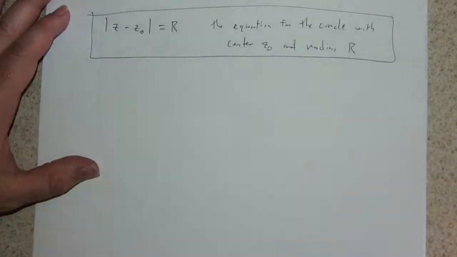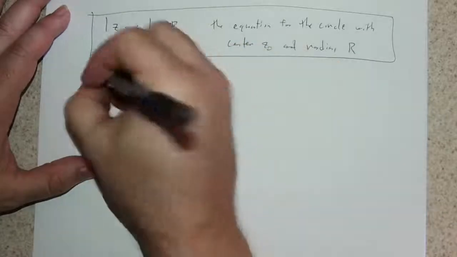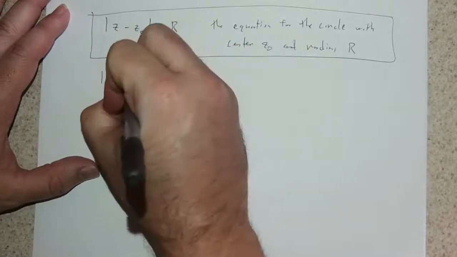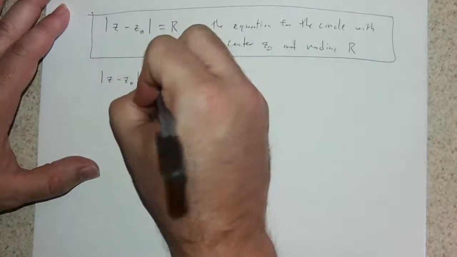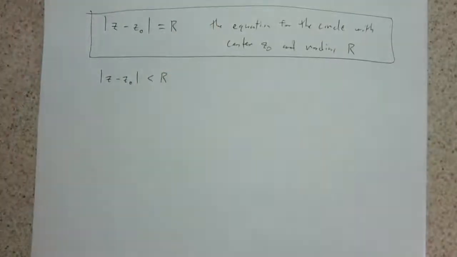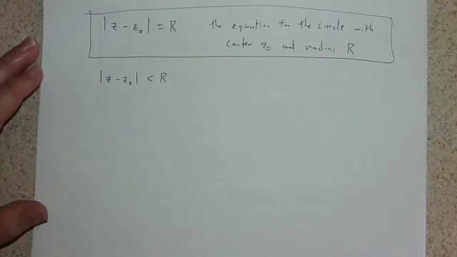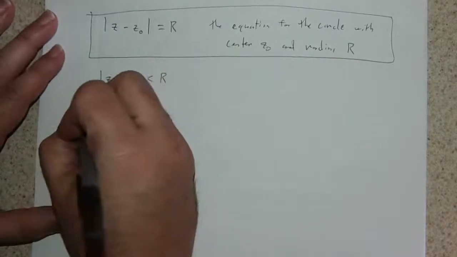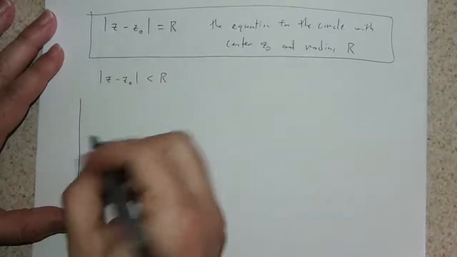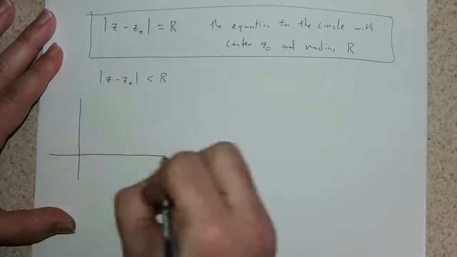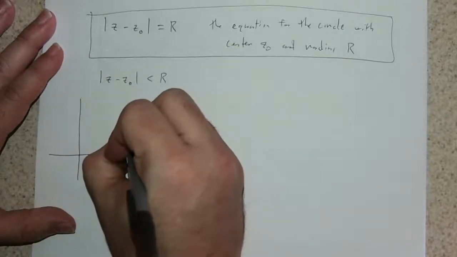What if I change this just slightly? So what about, say, this? What region in the complex plane does this denote? Well, let's think about it for a second. All right, so here is z naught.